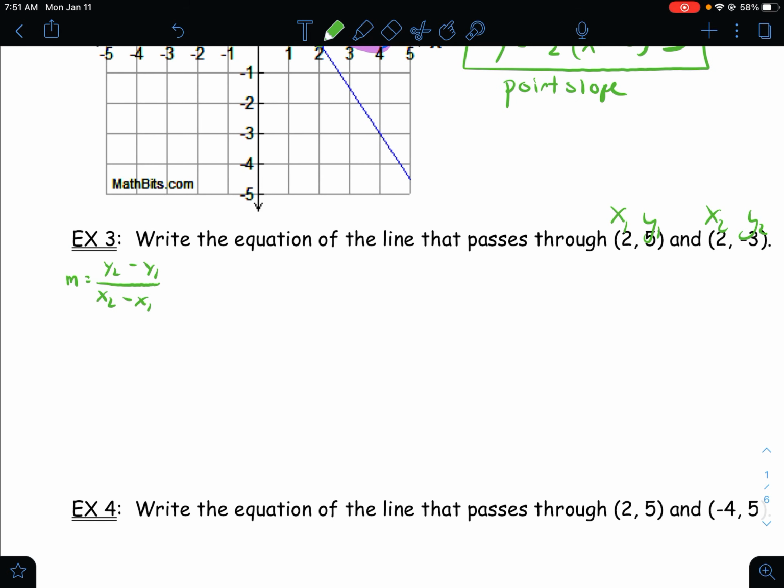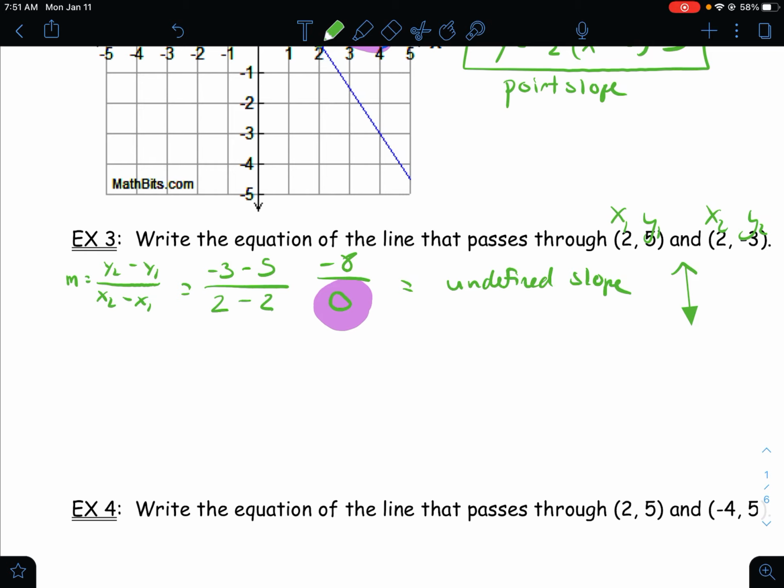So we'll go ahead and plug them in. We get -3 minus 5 all over 2 minus 2. All right. So what ends up happening here is we get -8 divided by 0. This is a problem. We can't divide by 0 in math. Whenever you end up having a 0 on the bottom, that's going to be an undefined slope. Undefined slopes are lines that go up and down like that. They're always going to be x equals.